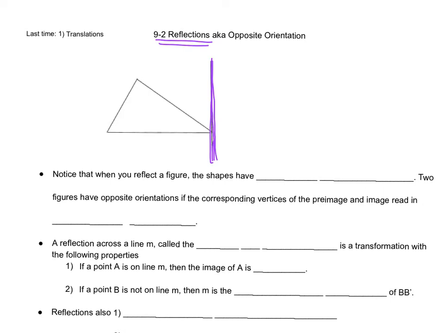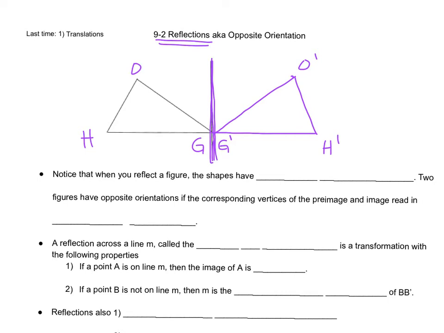If I reflect this triangle, triangle HOG, over that line, I will get H prime over here. I'll get an O prime over here somewhere. And my G prime is actually the same point that it started as. Here's what you need to see with reflections.